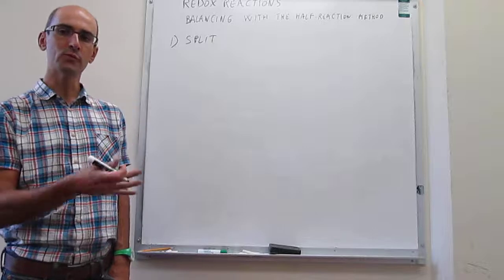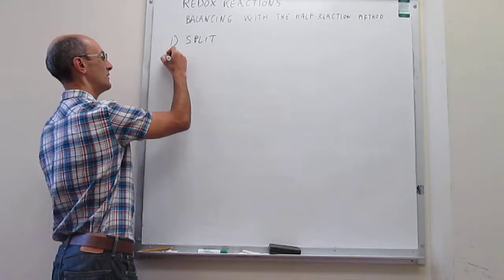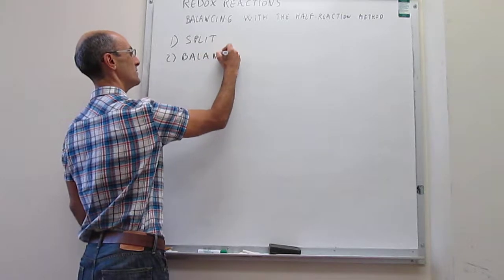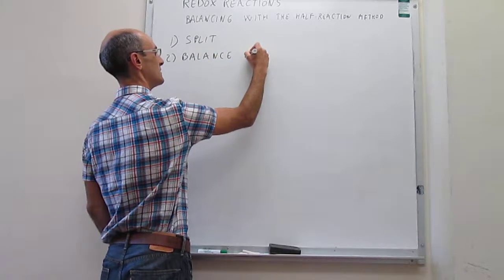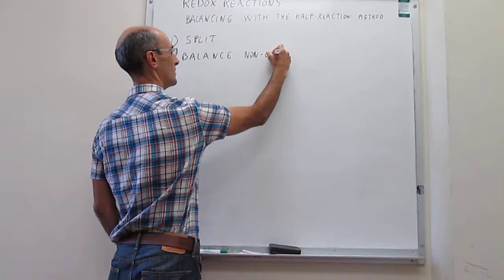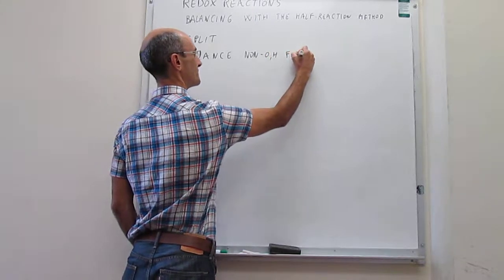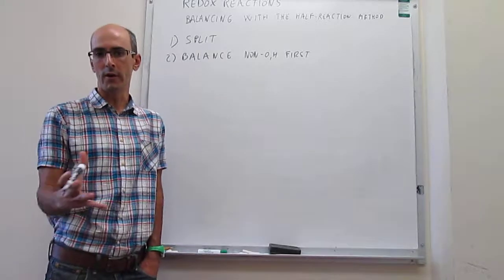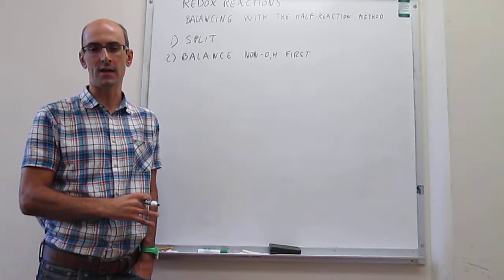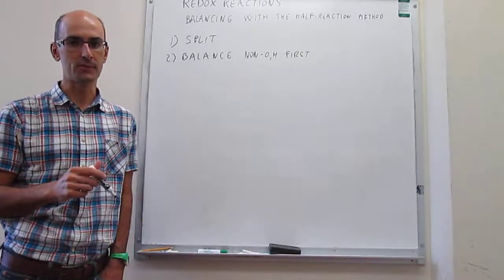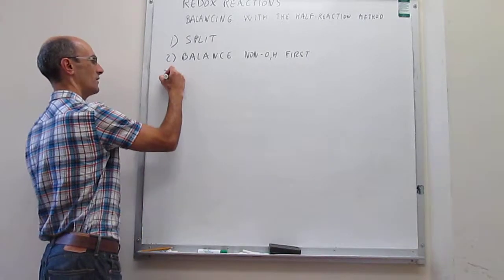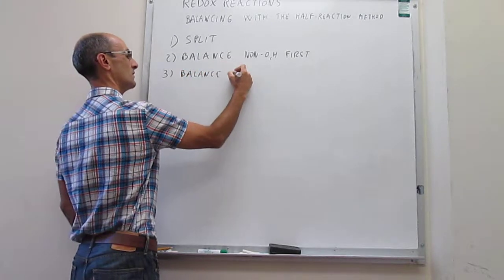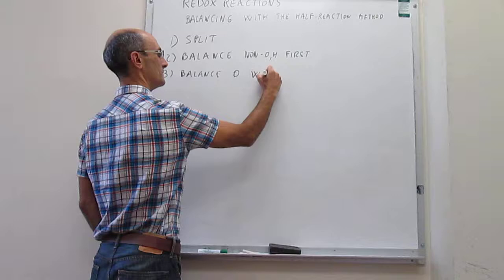Now, for each one of the half-reactions that we're going to have, you have to balance the non-oxygen, non-hydrogen atoms first. That's the first step that you have to do. For example, if you have iron or carbon or any non-hydrogen or oxygen atoms, you balance those first. Then you balance oxygen with water.